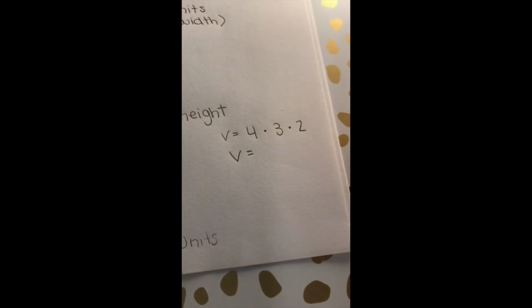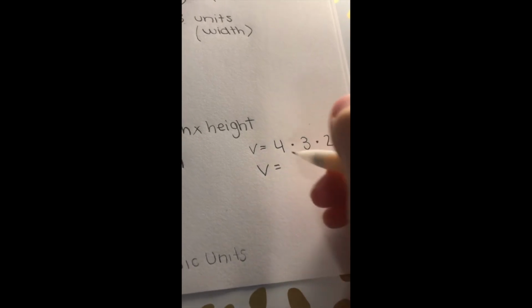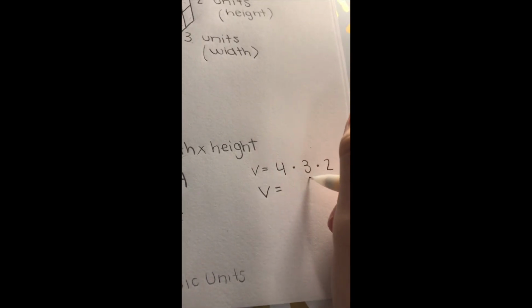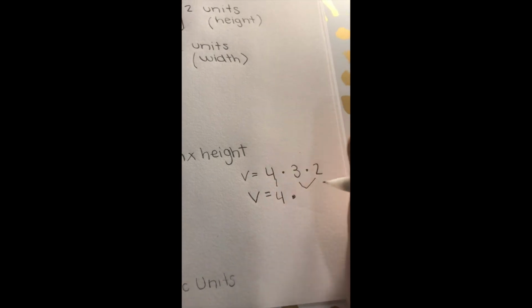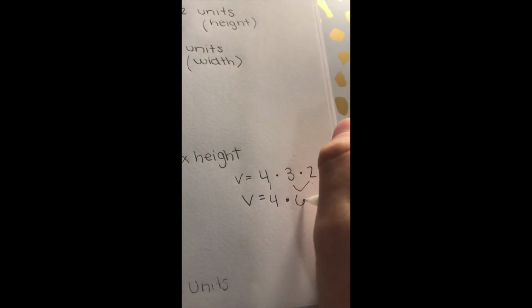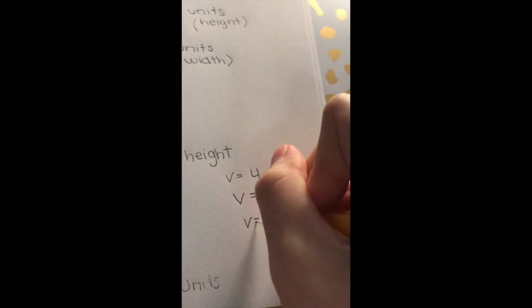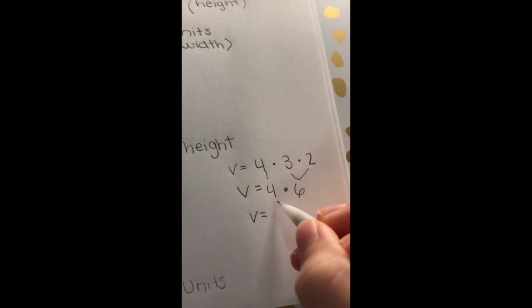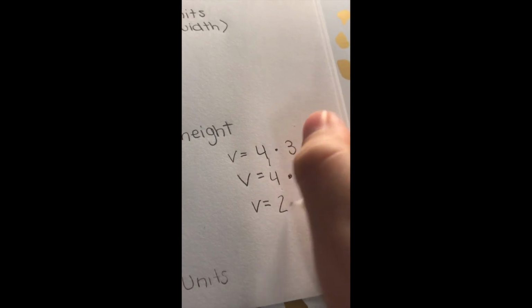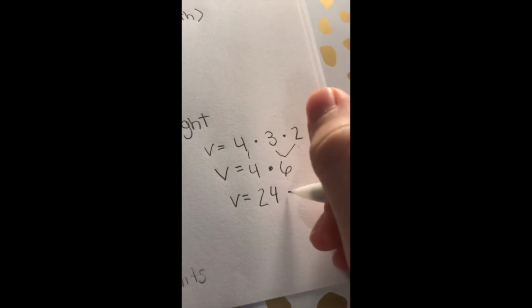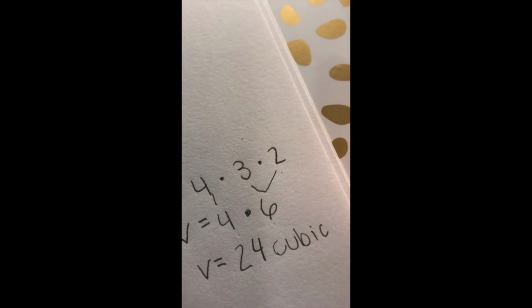Another way that students could use the multiplication facts is instead of doing 4 times 3 first, they could do 3 times 2 first and bring down 4. And we know that 3 times 2 is 6. Here's where students are going to need to do 6 times 4 though. And students should know that 6 times 4 is equal to 24. And then you have to put your unit of measurement, cubic units.